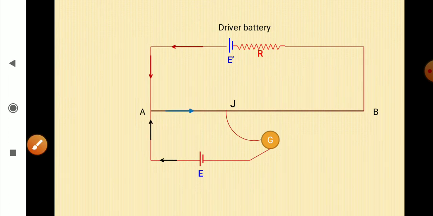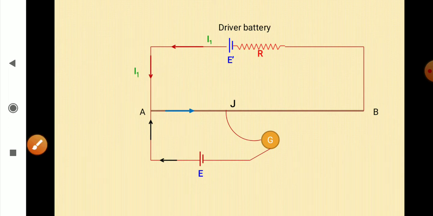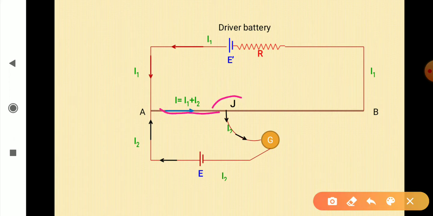Now, at point A, these two currents will combine. We can use the junction rule here. So these two currents combine and their sum will pass along AJ. So let the current from the driver battery be I1 and the current from the cell be I2. So the current along AJ is equal to I1 plus I2. Now the moment the current reaches this junction J, the current I2 is returned back to the cell, and in the galvanometer the current is entering like this, right? So the remaining current will pass through the JB part.